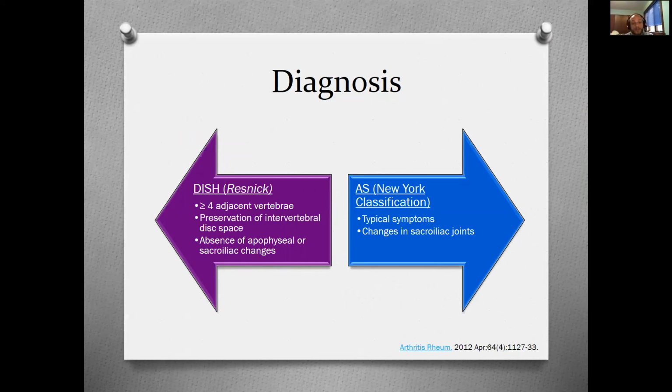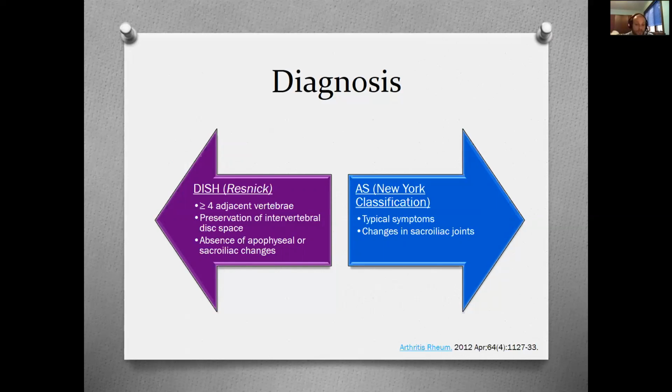There has to be a preservation of intervertebral disc space, because if that would happen, okay, maybe it's ankylosing spondylitis, maybe it's a different condition. And then the big thing is absence of the apophyseal or really the sacroiliac changes. So as I mentioned with some of those other conditions that likely affect the sacroiliac joints or the joints in the hip, DISH typically doesn't. So if they do have these changes, more than likely it's going to be some other type of condition outside of DISH.